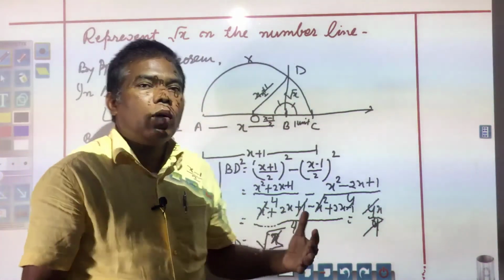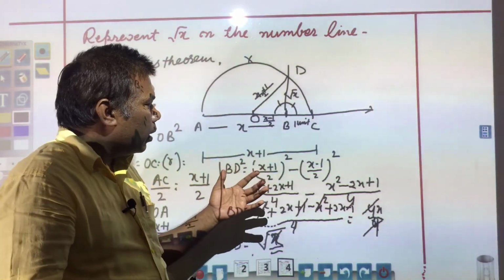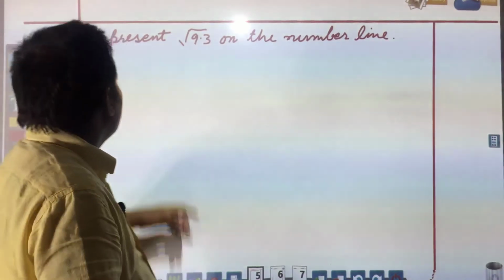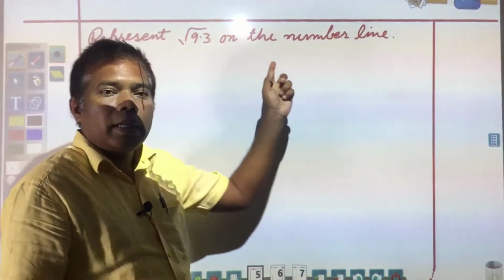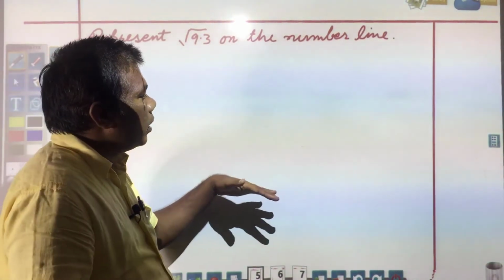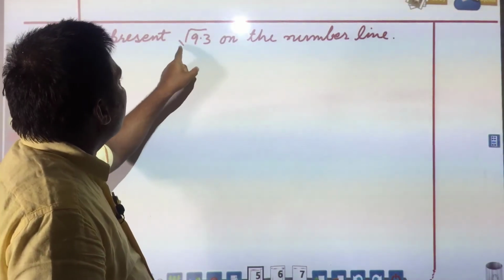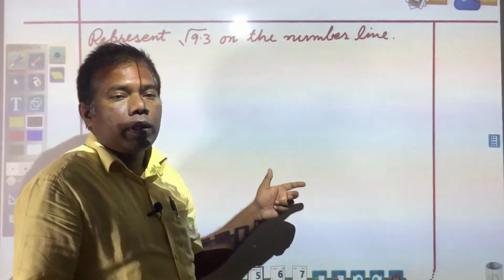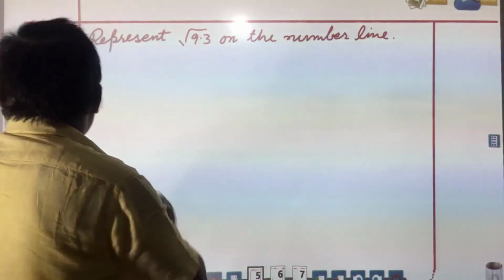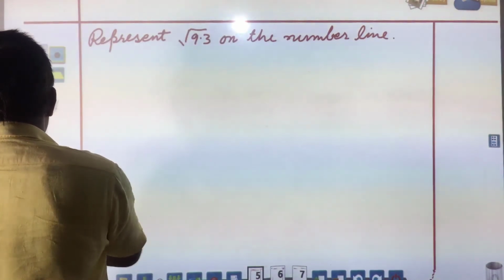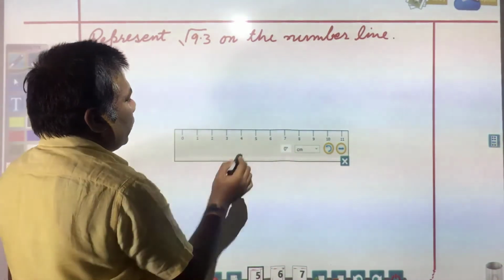So, now we will see how to plot or how to represent with the help of compass and ruler. Now we will see. Here you have to represent root under 9.3 on the number line. Just you had seen how to represent root x. By the same way, this root 9.3 can be represented on the number line. Same steps are required to be followed. So, here you need your compass and ruler. So, first what we need to do, 9.3.